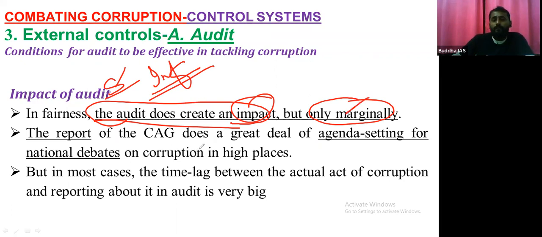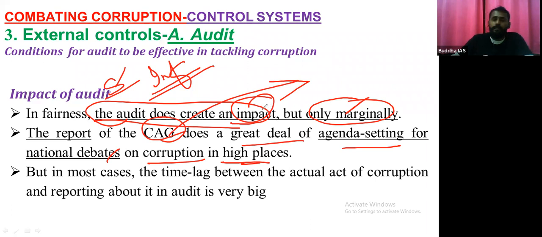The report of CAG does a great deal of agenda setting for the national debates on corruption in high places. So, based on the CAG report, there will be a lot of debate. In fact, when the CAG report is out, the opposition party will be waiting as to what is there, what are the wrongs. And based on that, there will be national debate on corruption in high places.